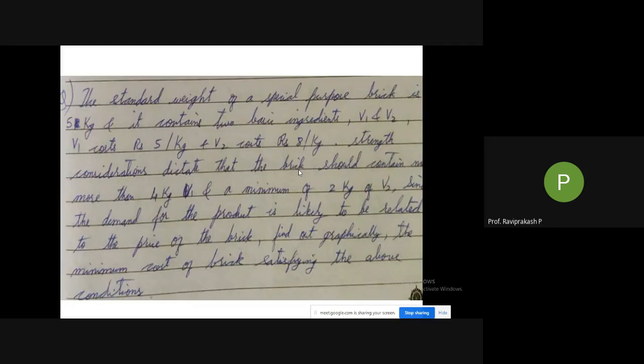So this is a problem. They are asking you to find out the minimum cost. So this is a minimization problem. So start doing this. Let's see how many of you will be able to find the objective function and the constraints. Then don't forget to write the non-negative condition, that is x1 comma x2 greater than or equal to 0.